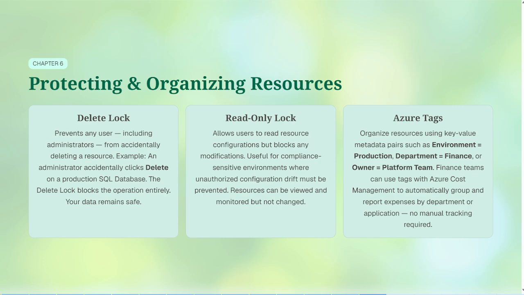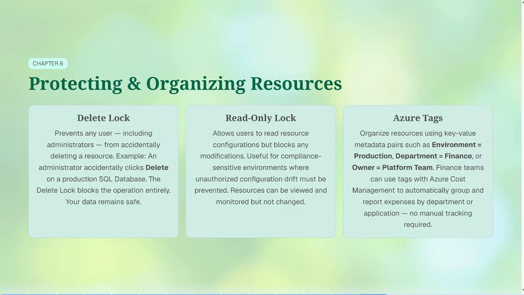Read-only lock, preventing configuration changes. This is the second type of lock. A read-only lock allows users to view a resource but prevents changes. Users can open the resource, view the settings, monitor performance, but they cannot modify configurations, update settings, or delete the resource.